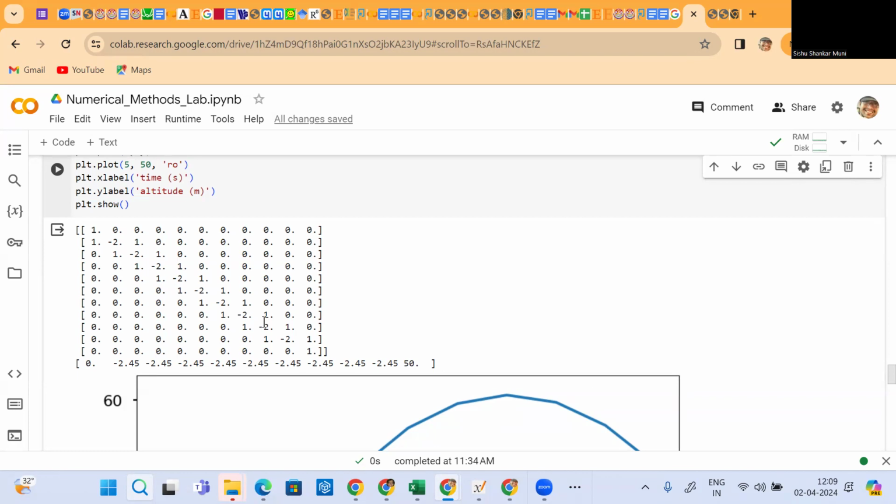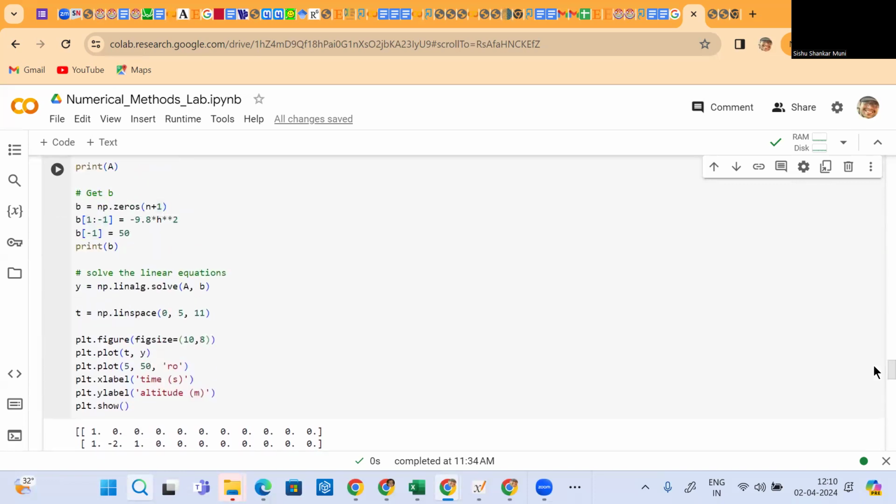So this kind of matrix is known as tridiagonal. Tri means three: the diagonal, one above the diagonal, and one below the diagonal, having non-zero elements. All other elements are zero. All right. So you have the matrix A now.